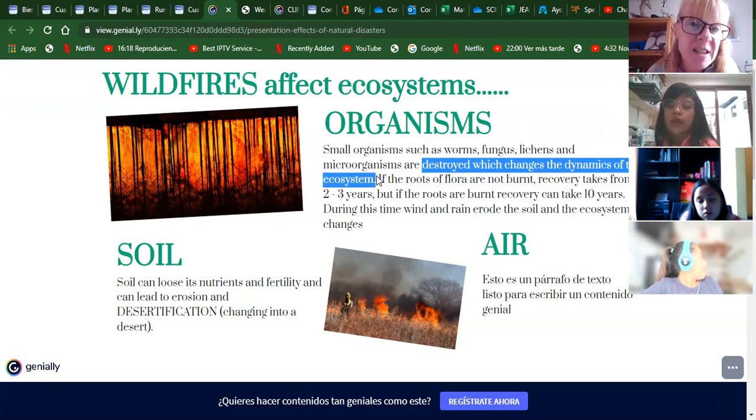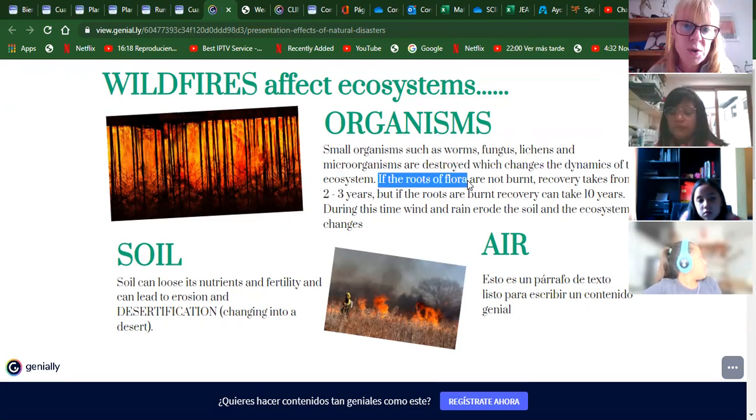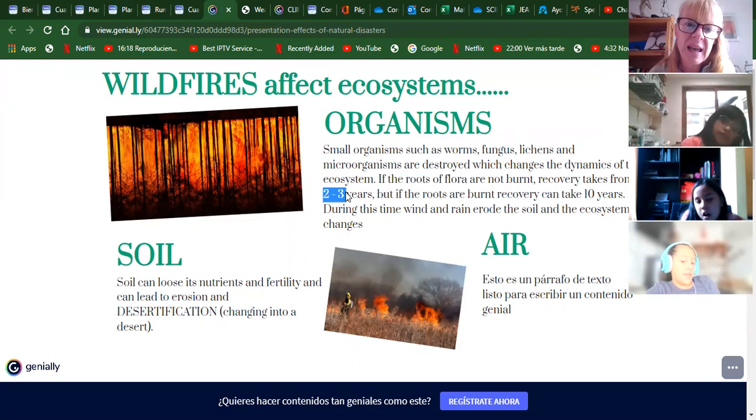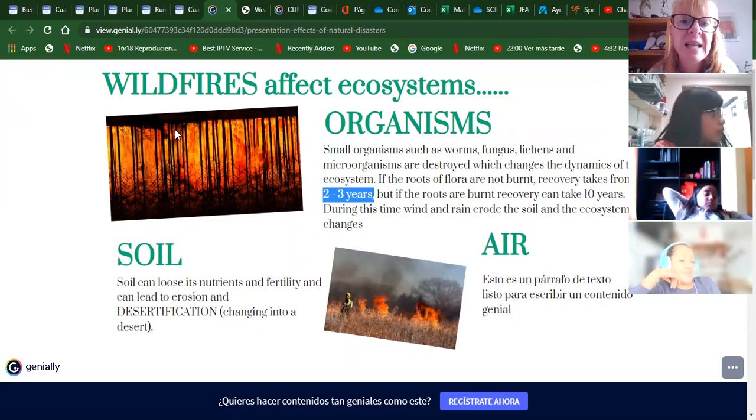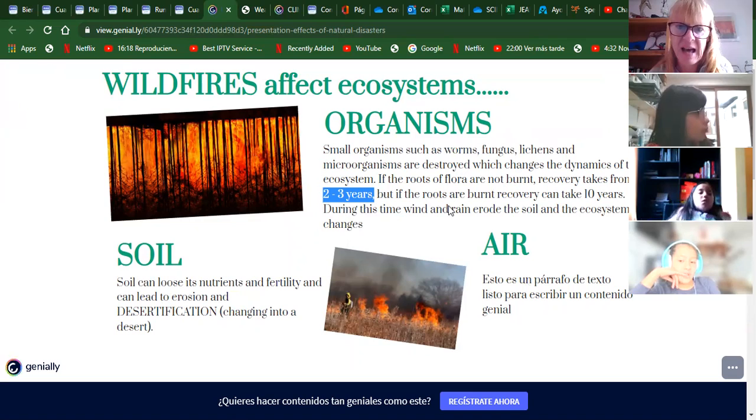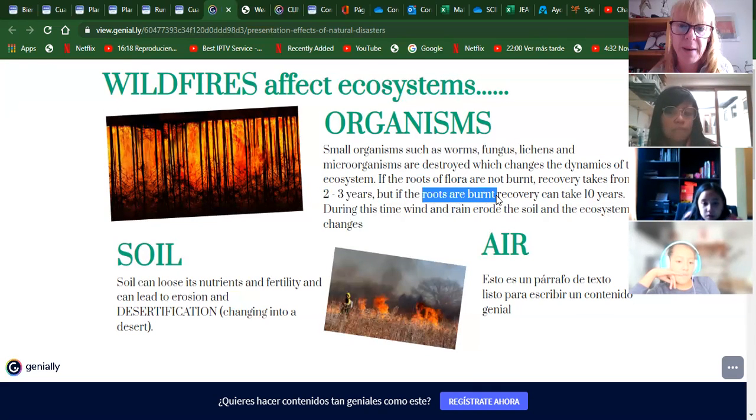Now, the good thing is, if the roots of the flora, so si las raíces de las plantas no se quemaron, if they're not burnt, then it recovers. In 2 or 3 years, it comes back. That's great, right? Si las raíces no se quemaron, todo recupera y vuelve. Sin embargo, if it's a bad fire and the roots are burnt, si se queman las raíces de las plantas, it can recuperate, but it can take 10 years, 10 años.